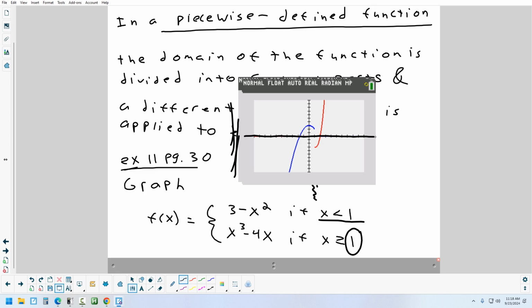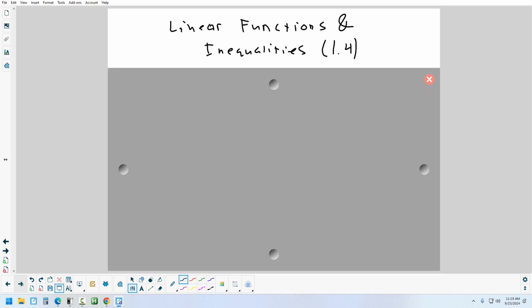All right. Any other questions on that one? All right. So that's called a piecewise function. And that's it for one. That was it for the last part of 1.3.